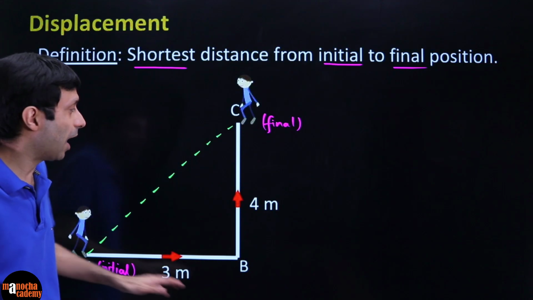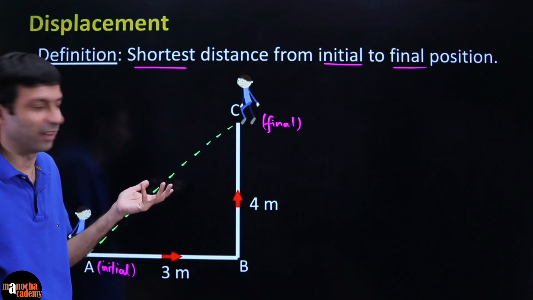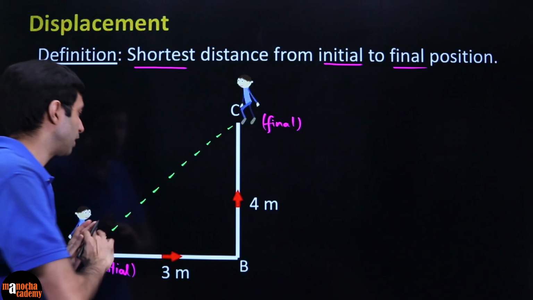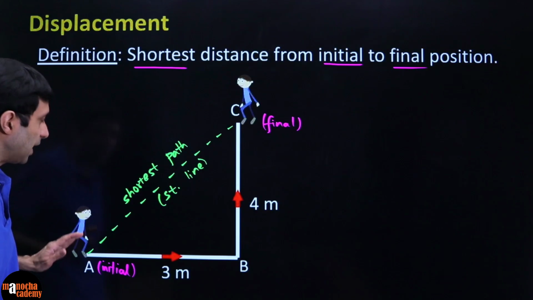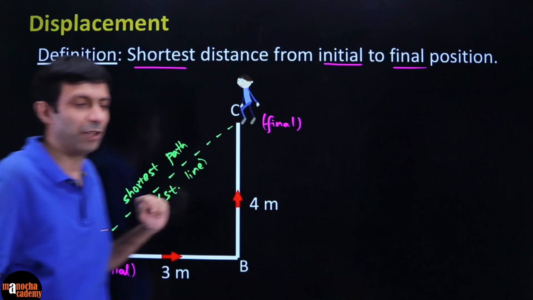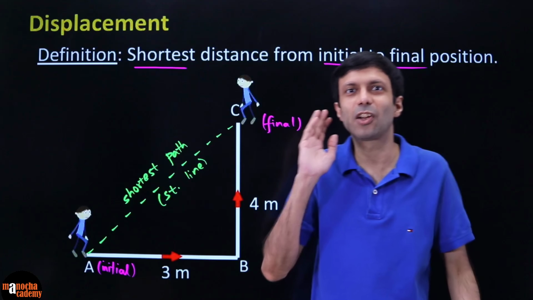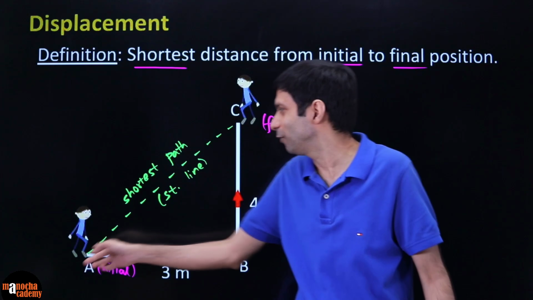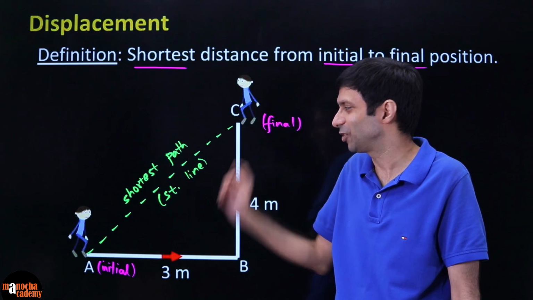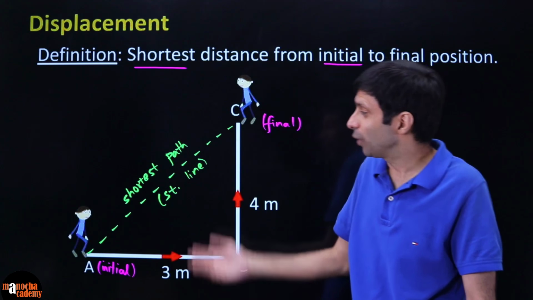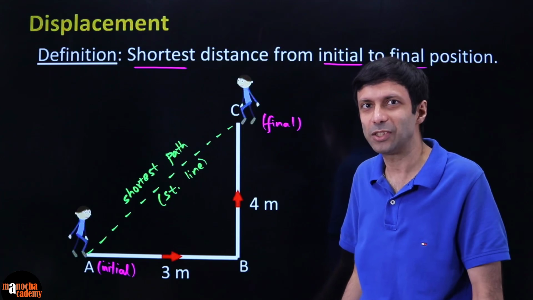Yes, in this case it happens to be the hypotenuse of the triangle, but basically the shortest path is a straight line. So it's as if a bird was flying from A to C. That's why we say as the crow flies, or as a plane flies, if it was to take the shortest path, it will always be a straight line. Clear?